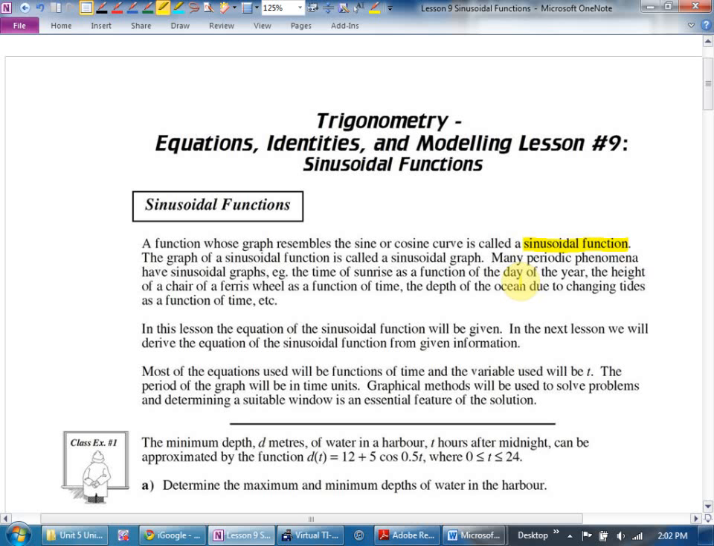The height of a Ferris wheel as a function of time. Ferris wheel goes up, Ferris wheel goes down. In fact, anything that rolls is a trig function.